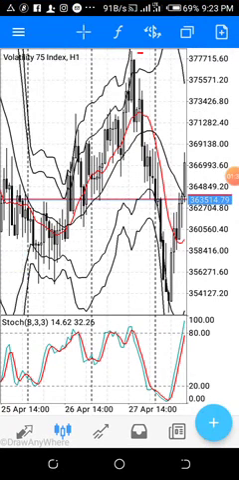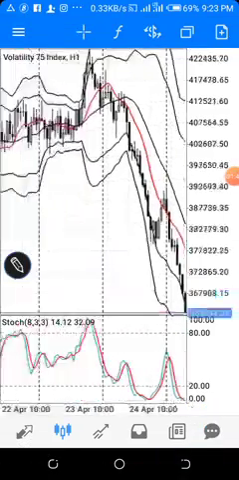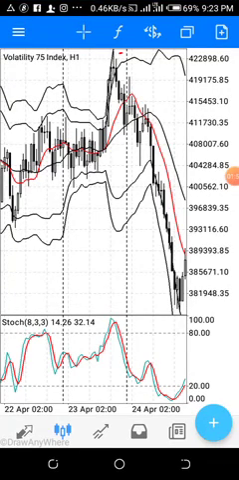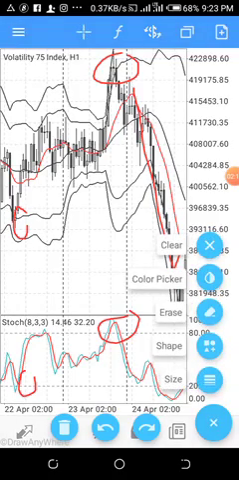The market pierces into the upper Bollinger band here, and the market is also overbought. So what do you do? You sell. That's just the condition. This is another example. Pierce into the lower Bollinger band and the market is oversold, you buy. That's just the simple condition.